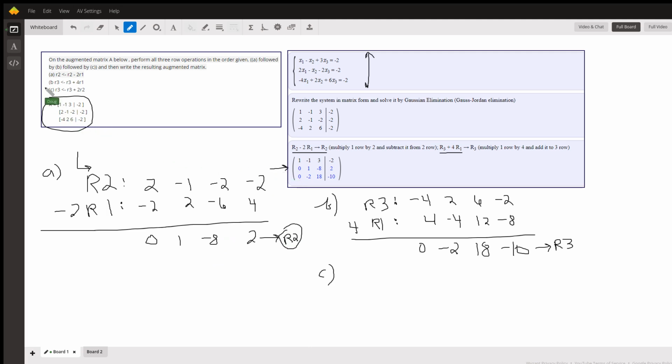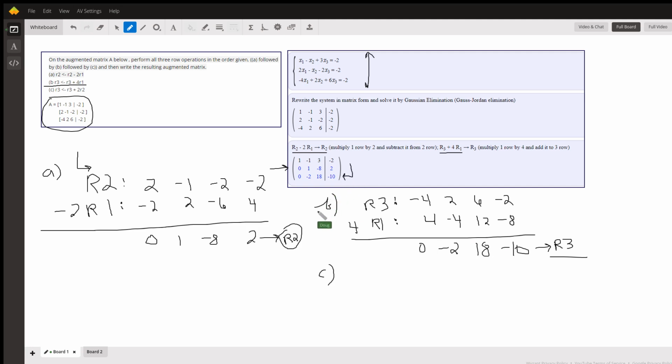And for this operation right here, we're going to take the current row 3, which is -4, 2, 6, -2. We're going to multiply row 2 by 2 and add corresponding elements, and the result goes in row 3, and that's what this is right here.